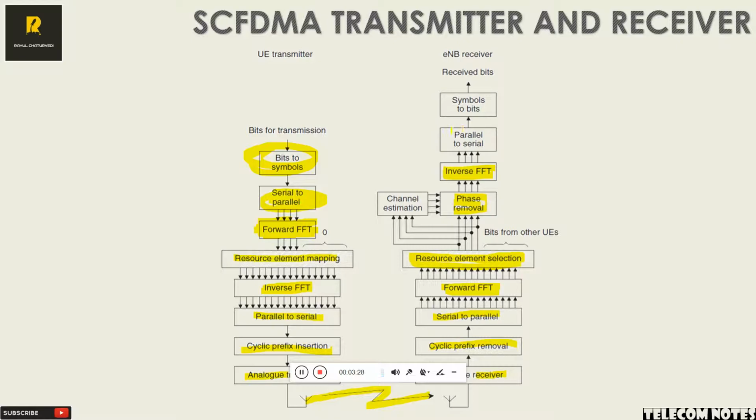The same way we are having parallel to serial to convert that particular number of bits in a serial format, and after it has been forwarded to symbols to bits, that converts that particular number of symbols to bits, and those bits are received at the receiving end.